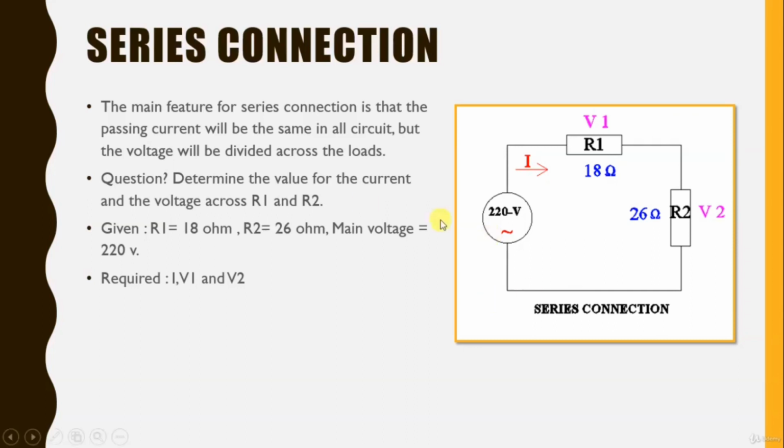Okay, let's look at this question. Determine the value for the current and the voltage across R1 and R2. Let's mention the given first. R1 is equal to 18 ohm, R2 is equal to 26 ohm, and the voltage of the main source is 220 volts. We are requested to obtain the current and the voltage across R1 and R2, V1 and V2.